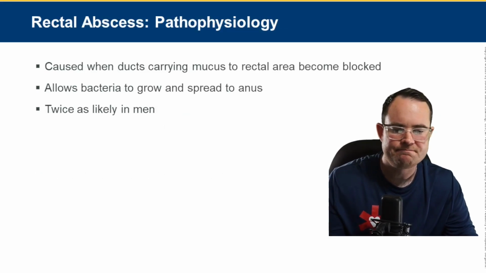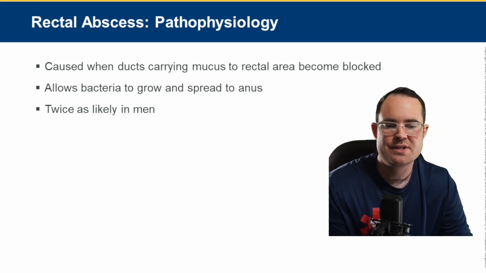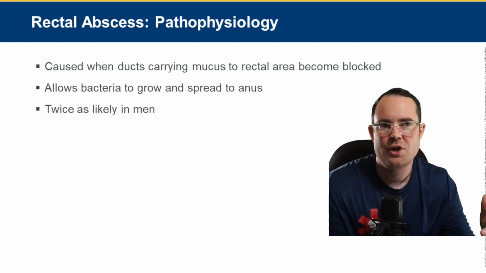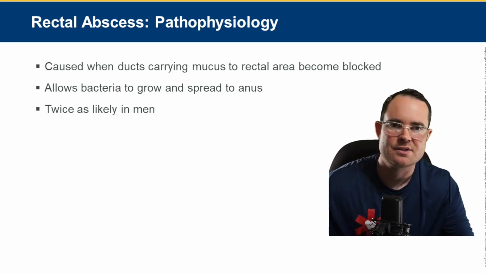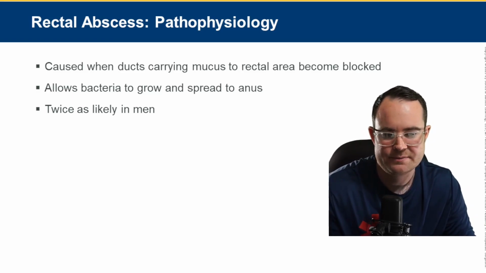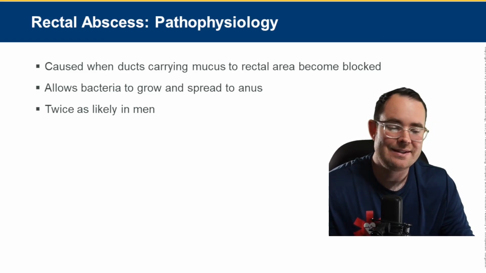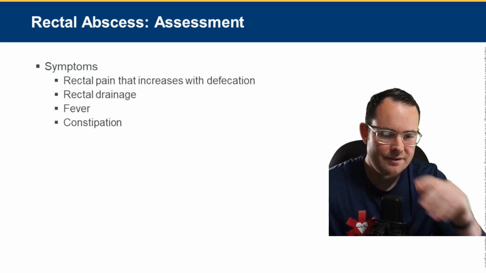Interesting stuff. Rectal abscess is caused when ducts carrying mucus to the rectal area become blocked. And we all know when a duct becomes blocked, it does create inflammation and can form an abscess. It says it'll allow bacteria to grow and spread to the anus, and it's twice as likely seen in men. No bueno.